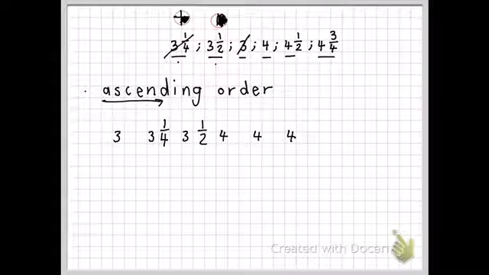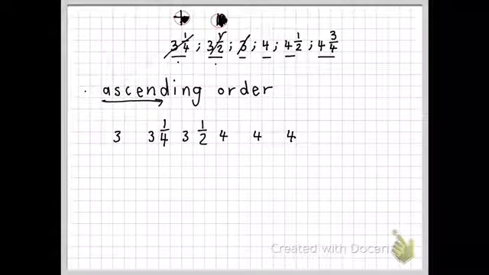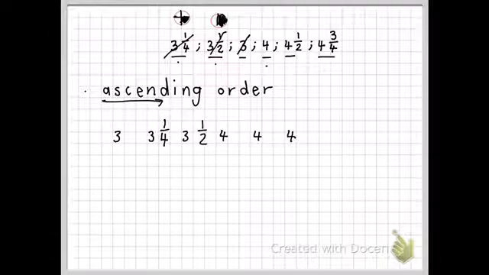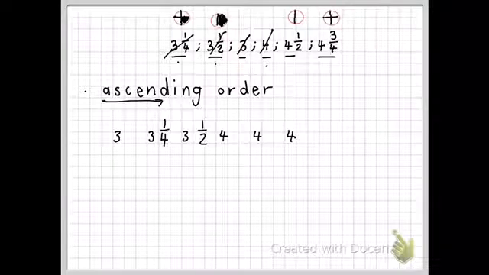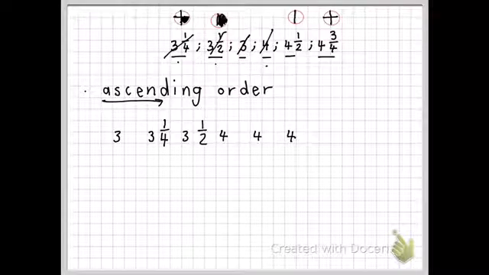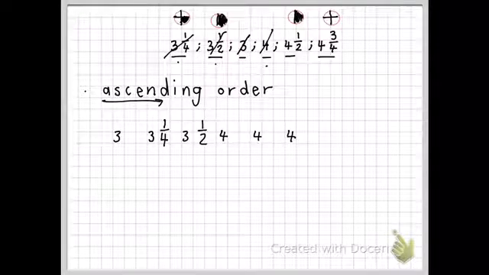Right, now that we're done with all the 3s, we go into the 4s. Again, 4 all by itself would be the smallest because the last two both have an extra piece. Now we have 4 1/2 and 4 3/4. So let's try and see with our circles again to see which will be bigger. There we have 4 3/4 and 4 1/2.